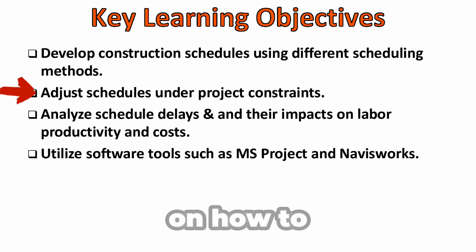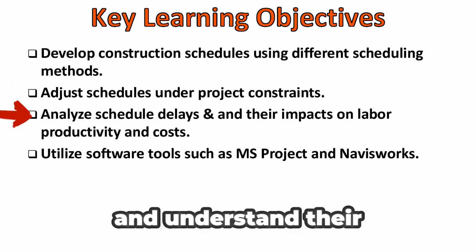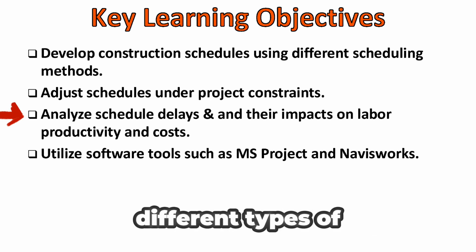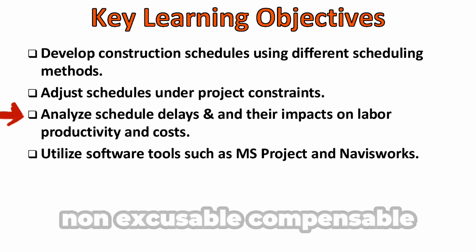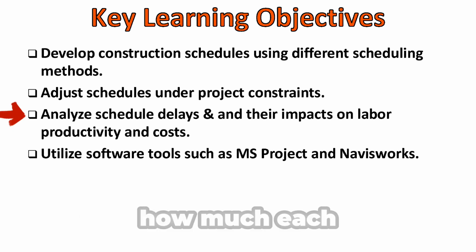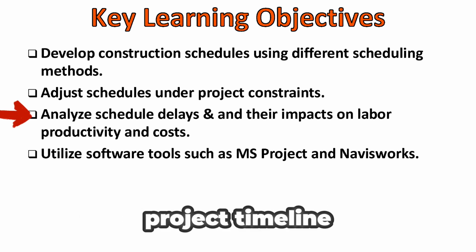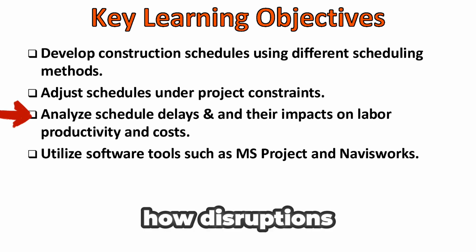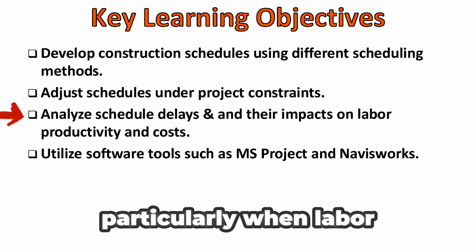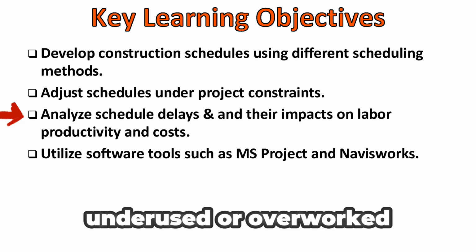Third, we'll focus on how to analyze schedule delays and understand their impacts on labor productivity and overall costs. This includes identifying different types of delays, excusable, non-excusable, compensable, and using analysis techniques to determine how much each delay affects the project timeline. You'll also explore how disruptions in the schedule can lead to reduced efficiency and increased costs, particularly when labor or equipment is underused or overworked.